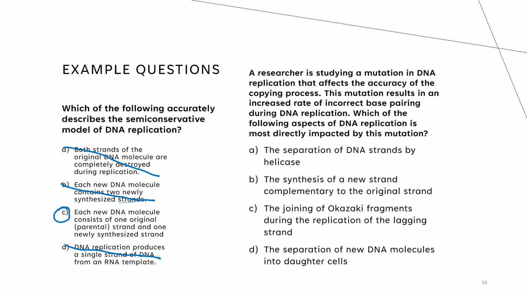Which of the following aspects of DNA replication is most directly impacted by this mutation? So is it going to be having to do with the separation of the DNA strands? And it says by helicase. Don't have to worry about what it means. It doesn't have to do with the separation of the strands, right? That's not the problem here. B, the synthesis of a new strand complementary to the original strand.